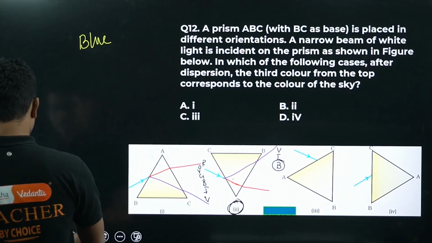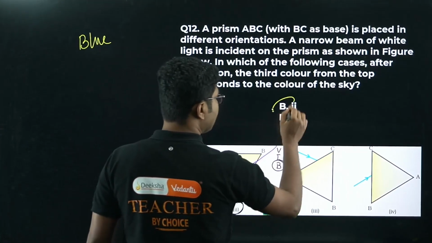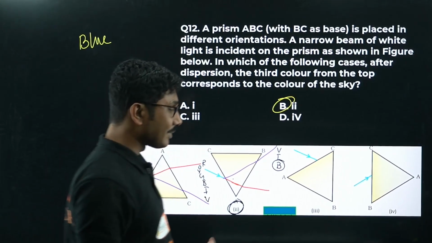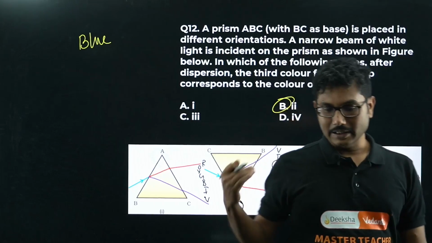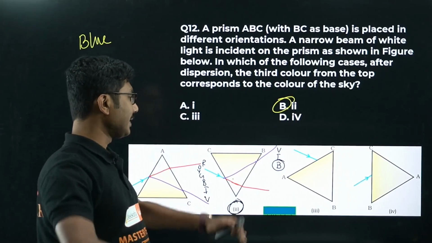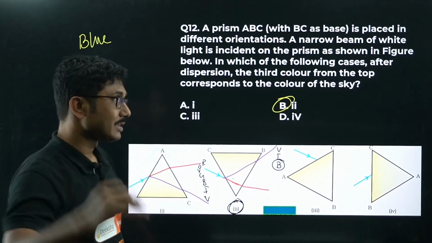So you have to choose option B, which is this. Very interesting, very unusual question, but you have to think. This is a little bit higher order thinking skill question. We say HOTS question, so that's why it is not super easy, but you can answer this question.